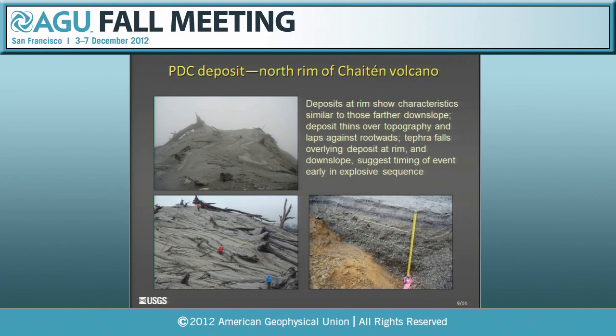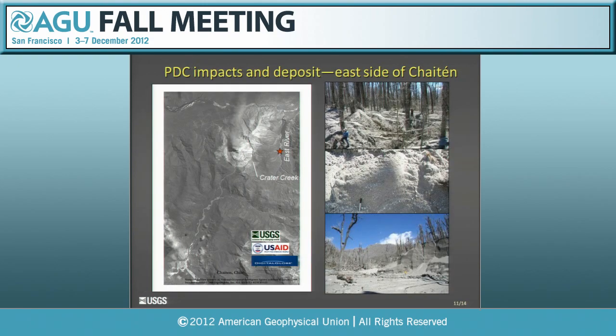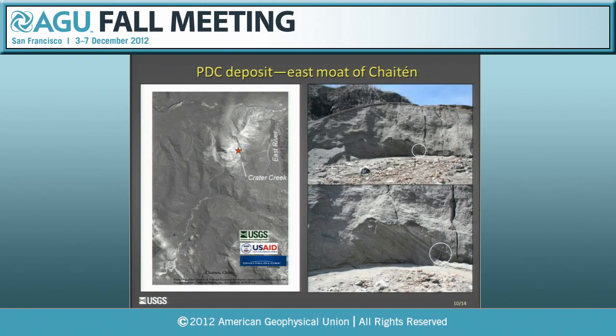Up at the rim, the characteristics of this deposit are very similar to what we see downslope. It tends to thin over topography. You can see that it tends to be piled up against the root wads. And again, some of the tephras that are up here that have been investigated by Alfano et al. suggest that this event occurred fairly early in the sequence of the explosive phase of the eruption. Oops, let's go back.